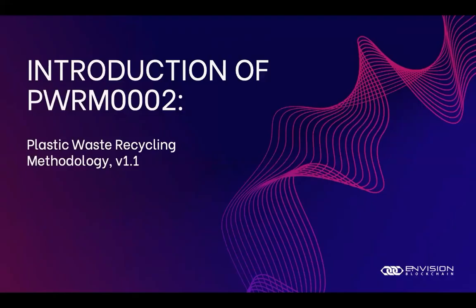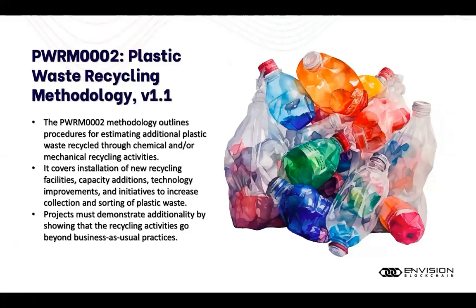So going back to the policy that we're talking about today, which is PWRM0002, this is focused on plastic waste recycling and it's version 1.1. The PWRM0002 methodology outlines procedures for estimating additional plastic waste recycled through chemical and/or mechanical recycling activities. It covers installation of new recycling facilities, capacity additions, technology improvements, and initiatives to increase collection and sorting of plastic waste. Projects must demonstrate additionality by showing that the recycling activities go beyond business as usual practices.